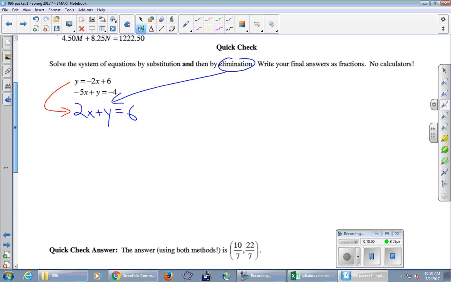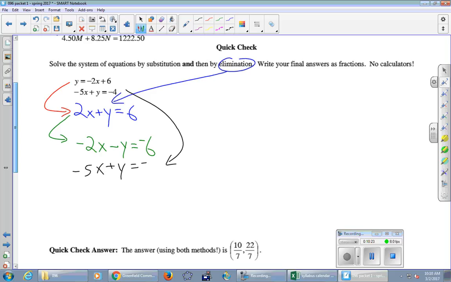We're going to negate everything in this first equation, in the blue equation here. So multiply everybody by -1. Negative 2x minus y equals -6. And then just so that it's right next to the green equation, I'm going to copy this black one as it is. Negative 5x plus y equals -4.